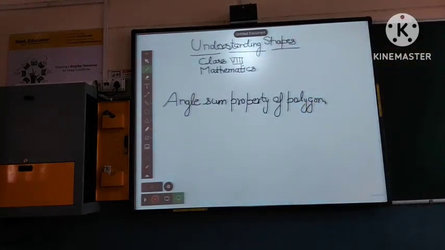Now see, all the polygons are there. You know, a polygon is a closed figure, and the minimum number of sides to make a closed figure is 3 only. So the minimum is a triangle, a polygon of 3 sides. If 4 sides are there, it's called a quadrilateral. So there are so many sides in this.